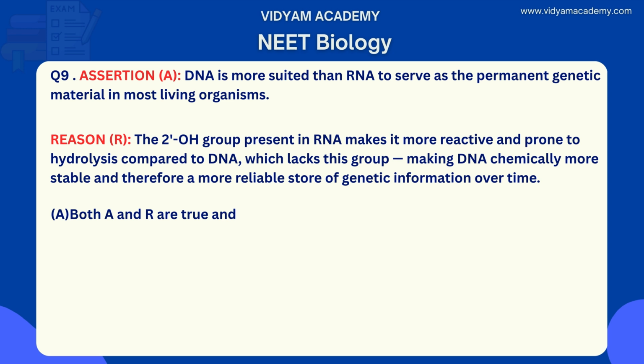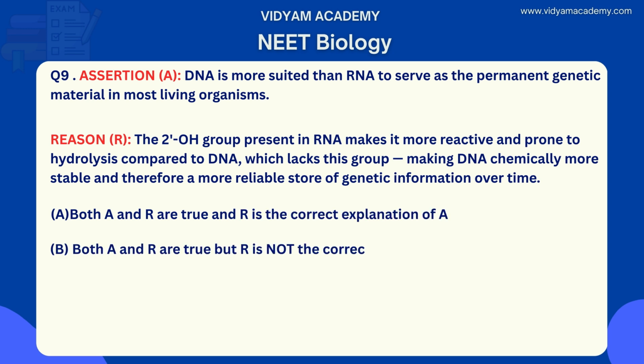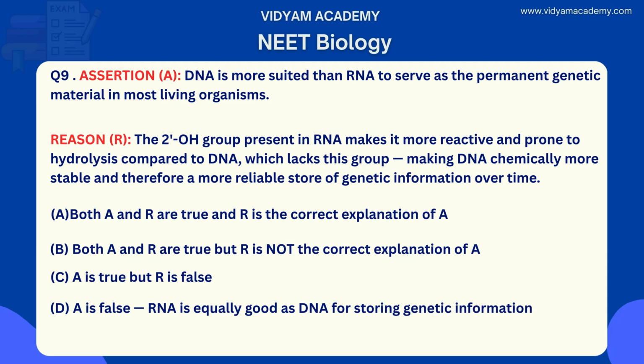Option A: both A and R are true and R is the correct explanation of A. B: both A and R are true and R is not the correct explanation of A. And C: A is true but R is false. And D: A is false because RNA is equally good as DNA for storing genetic information. What is the right answer?